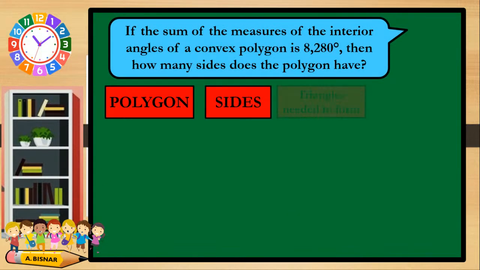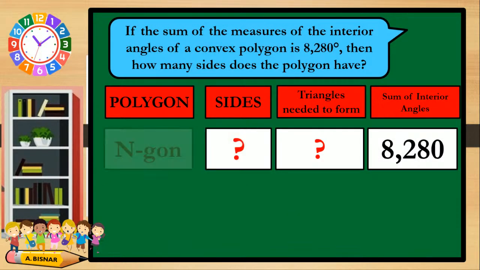If the sum of the measure is 8,280, ano po yung sagot? Try to solve. Again, what will you do? You will divide it by 180 and then you will add 2. So what is the answer?